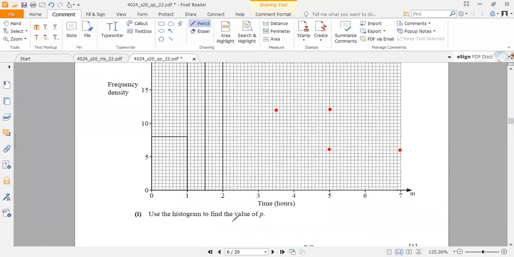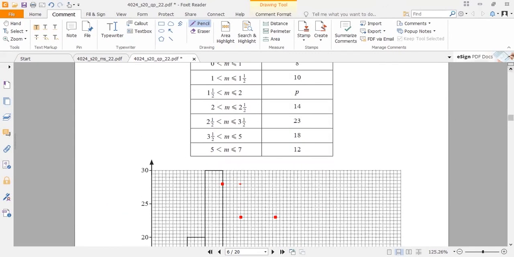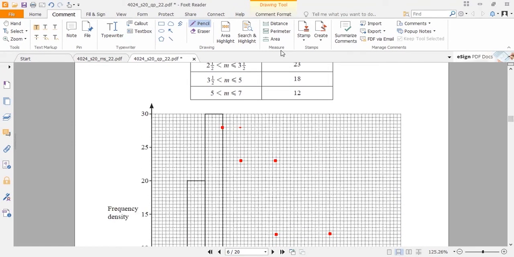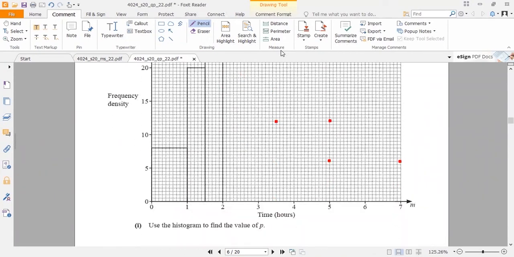Use the histogram to find the value of P. Firstly, we have to find out the value of P. As you can see over here, the value of P is in this range. Here it is, the P. By using the histogram, we have the frequency density for the range of 1.5 to 2.